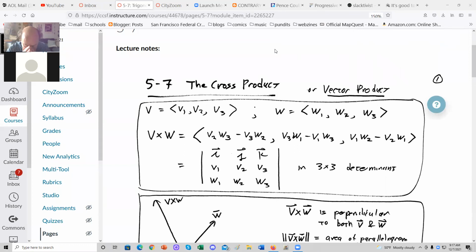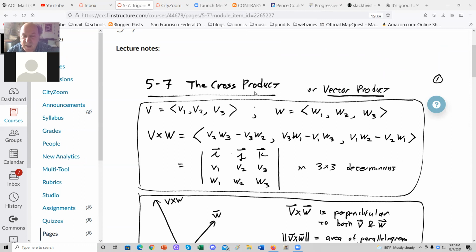The cross product. It has some connection to trigonometry, though not much as a sine theta is involved. Mostly this is about vector algebra. So yeah, let's go through this. Here we go. Cross product, section 5-7, the last section of the class of the book.